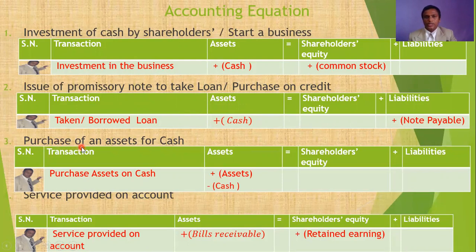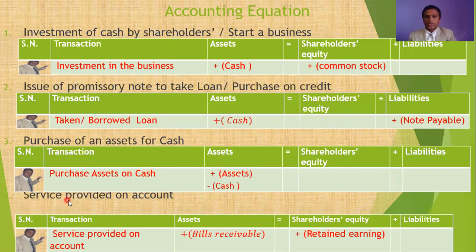Next, number 3, purchase of an asset for cash. Purchase of an asset: what's coming in? The asset is coming in. What goes out? Cash goes out. Cash is an asset, so both sides affect assets. There is no effect on shareholder equity and liabilities.